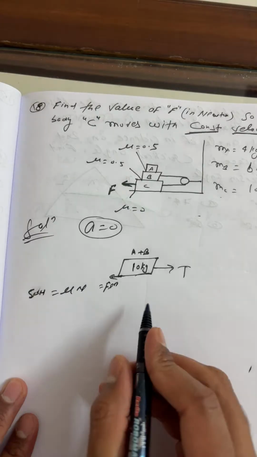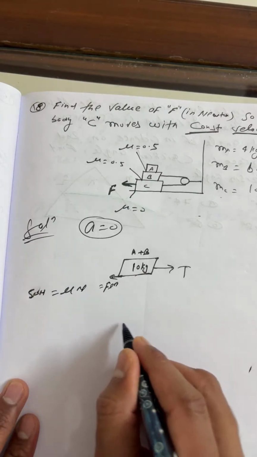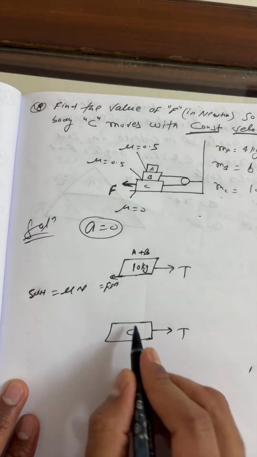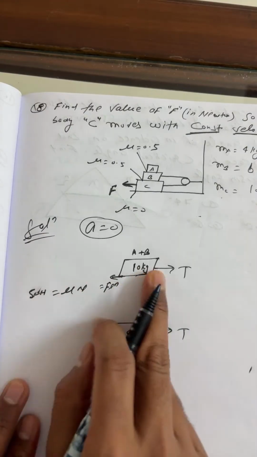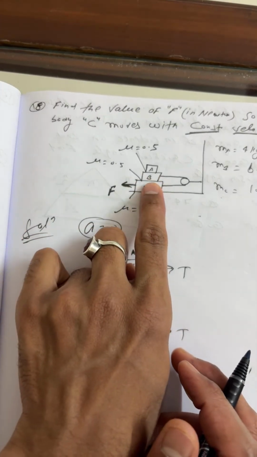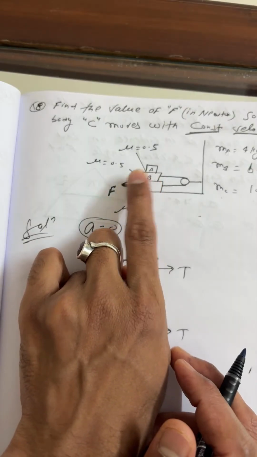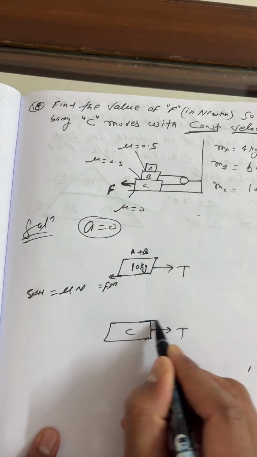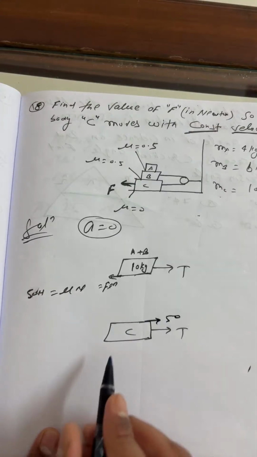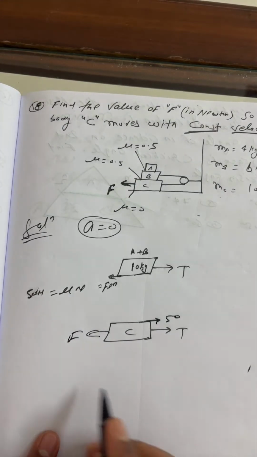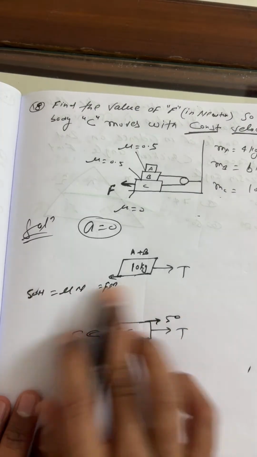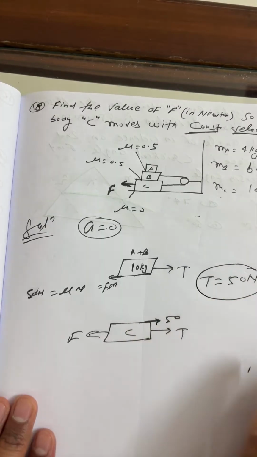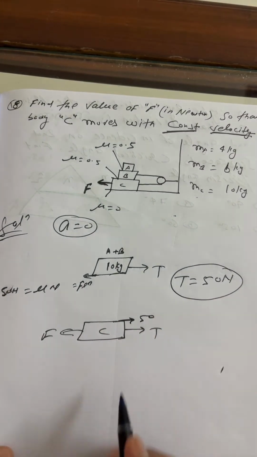Then make the FBD of both blocks. This is the FBD of block C. This has tension T. But the friction is in this direction because these two, B and C, are in contact. So due to this block, the direction of friction is in this direction here. So you can write over here 50, and the applied force towards right only. Now you can see the system is in equilibrium. So from here I will get the value of tension. You can write tension is equal to 50 Newton. T is equal to 50 Newton.